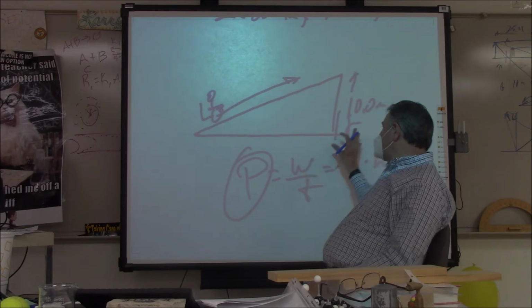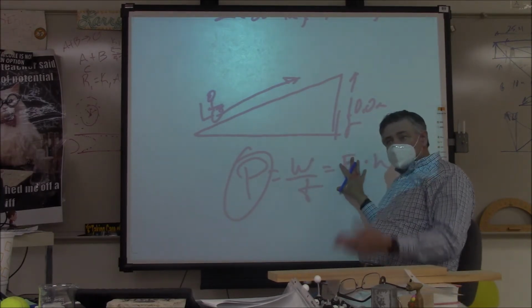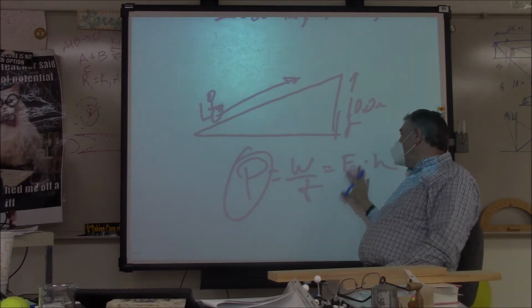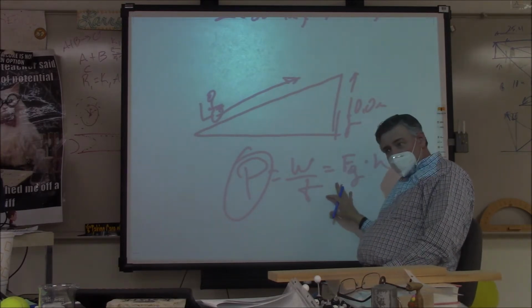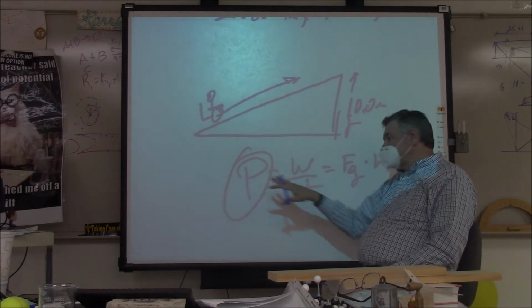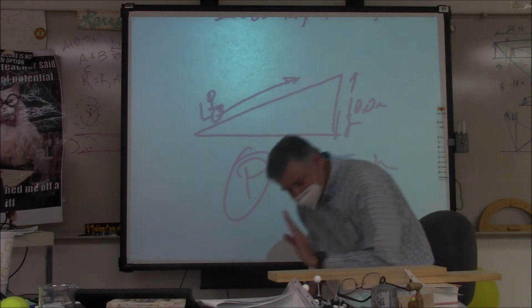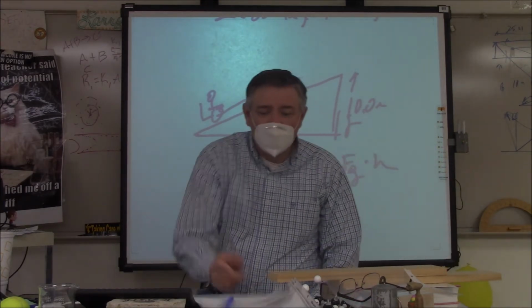But because you know the total mass, the wheelchair and the person, you can calculate this value here. You know the height. You know this is 300 watts. The only thing you don't know is time. Okay? So there's that.